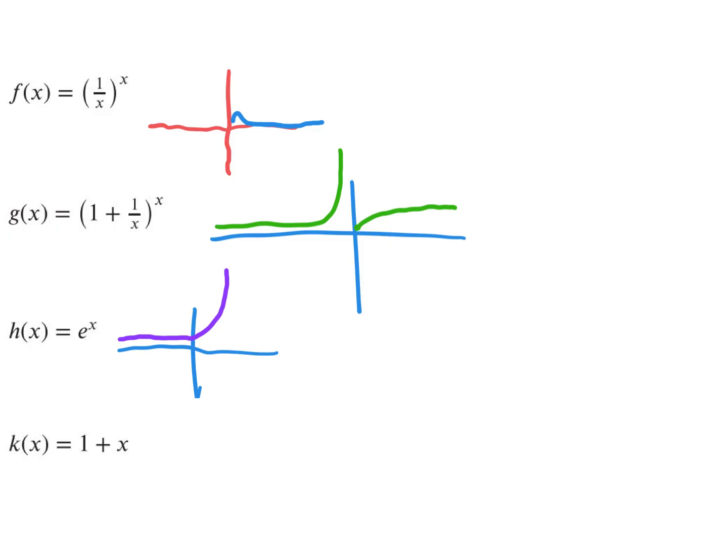And then 1 plus x is the same as x plus 1. So you take an X line and you just shift it up one, and you get a 45-degree angle like that. So we want to know about the end behavior, describe the end behavior. F is kind of hard to describe, but you should be able to describe all the rest of them.